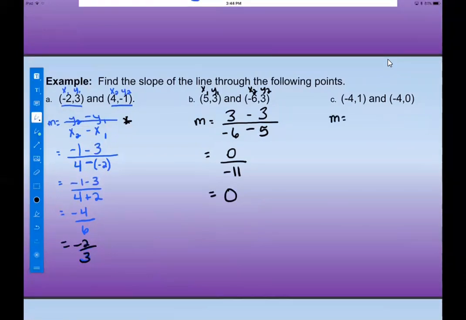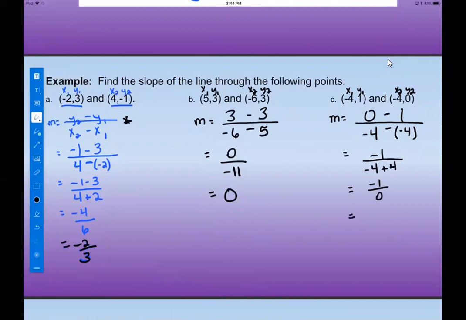Using the same formula again, we're going to label the points x1, y1, x2, y2. All right, y2 is 0, y1 is 1, x2 is negative 4, x1 is negative 4. Simplify the numerator, simplify the denominator. That's going to change to a plus. Well, what happens? That becomes 0 in the denominator, and 0 in the denominator is undefined. There's no number times 0 that will give you whatever is in the numerator.